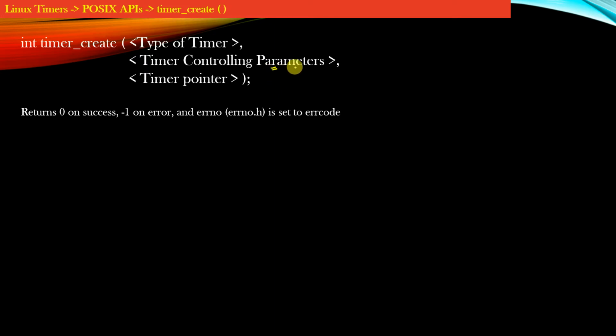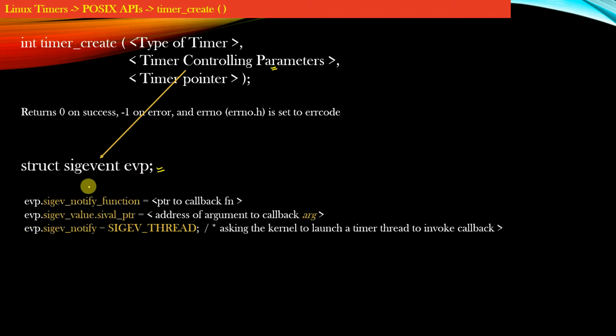Now let us discuss these controlling parameters of the timer. These controlling parameters of the timer are represented by data structure sigevent, right? Now within this data structure, there are three members whose value we need to specify. The first member is sigev_notify_function. So it is the timer callback function pointer which we need to pass here. When the timer expires, it is this function which is going to be invoked, right?